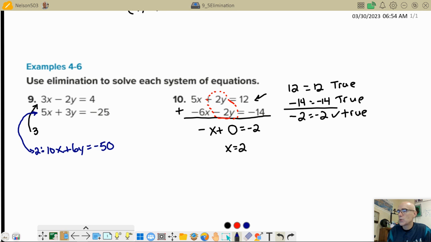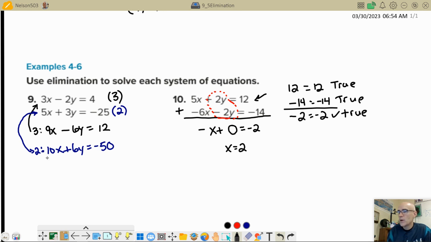I'm distributing a 2 through right there. Okay, so maybe I'll make another little note right up here. If I multiply that by 2, then I'm going to multiply the top equation by 3. So I'm distributing a 3 through, and I end up with 9x minus 6y, right? Because 3 times -2 is -6, and 3 times 4 is 12.